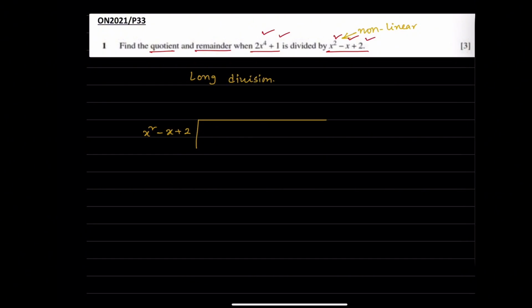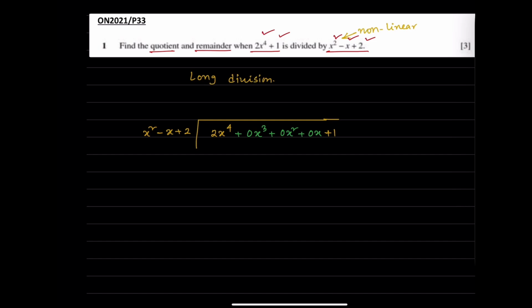Then we can write our polynomial dividend, which is 2x to the power 4, and then it is straightaway plus 1. So we cannot do that. We need to correct it. And how do we do that? We have to put all the zeros here. So we need to put 0x cube plus 0x square plus 0x, and then only we can put plus 1.